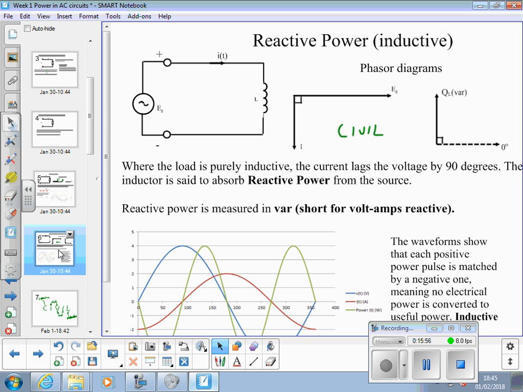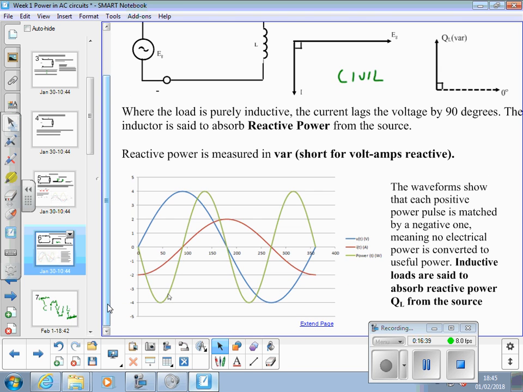Anyway, in this circuit, are we looking at CIVIL? We've got an inductive circuit, and I've shown that the voltage is ahead of the current, 90 degrees ahead. So I've done it the right way. Yeah? What we get is, when a load is purely inductive, the current lags the voltage by 90 degrees. The inductor is said to absorb reactive power from the source. Reactive power is measured in VAR, V-A-R, short for volt amps reactive.